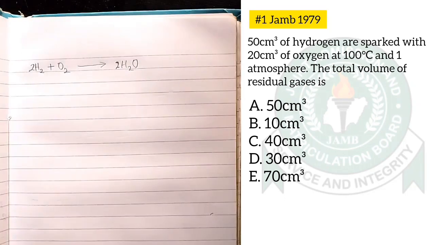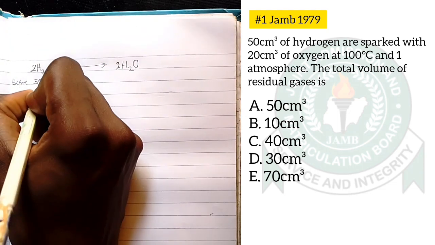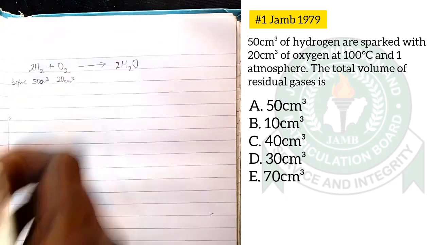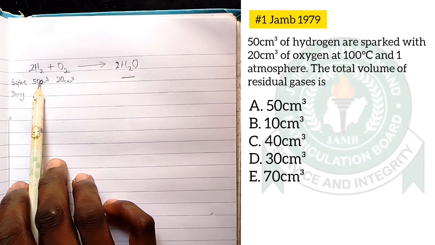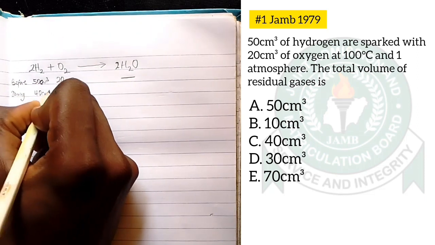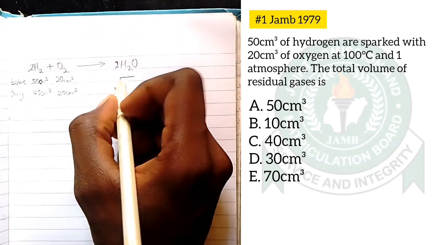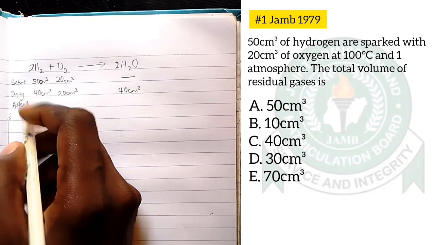Okay, this is a 2. All right. So before the reaction, we're told that hydrogen is 50 cm³, oxygen is 20, and you can see that we don't have water yet. Now during the reaction, we can see that hydrogen to oxygen is 2:1. So to make that possible, hydrogen will have to be 40 and oxygen 20. Okay, and since water is also 2, it is 40.